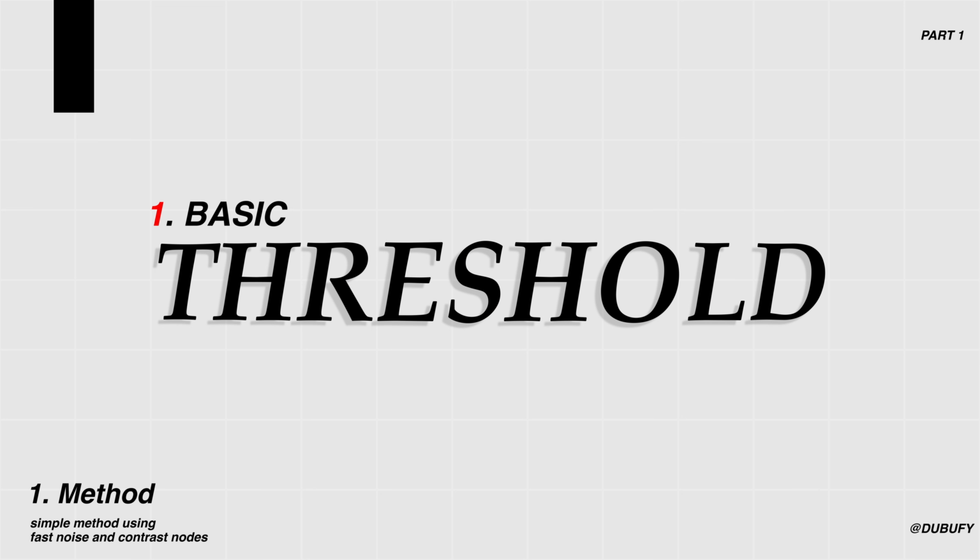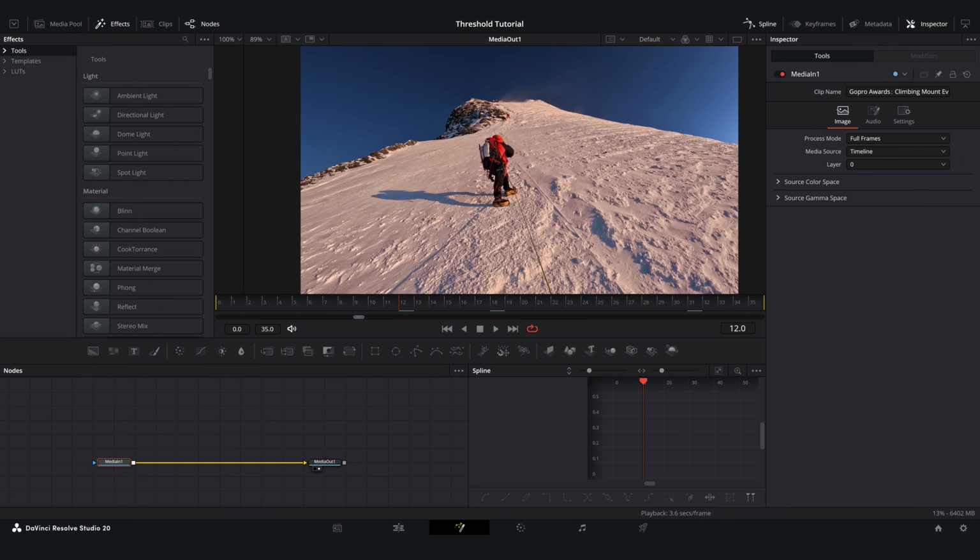Alright, so method 1. This one is the fastest setup, and throughout this video I will be using different kinds of footage so you can get an idea of what kind of footage works with this effect. Ideally you want something high contrast, but it doesn't have to be, and I'll be showing that throughout this video. So this first method is pretty simple.